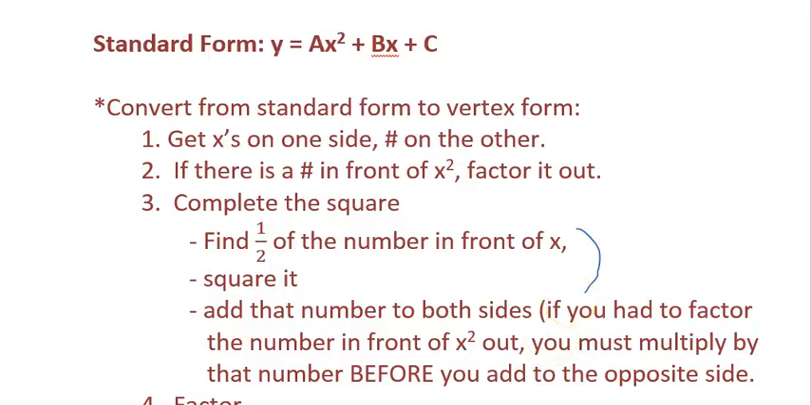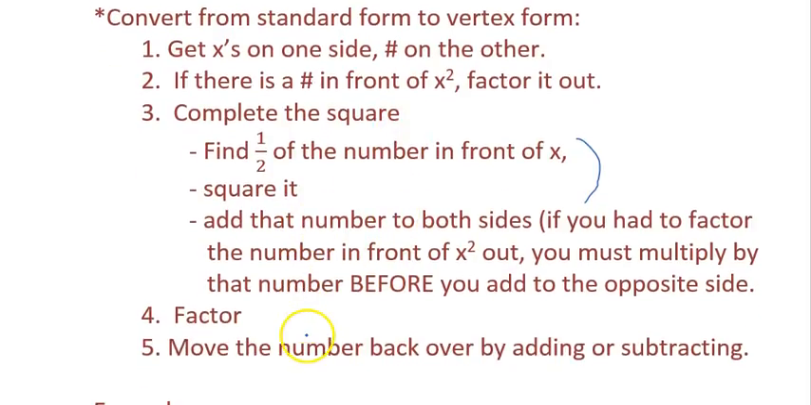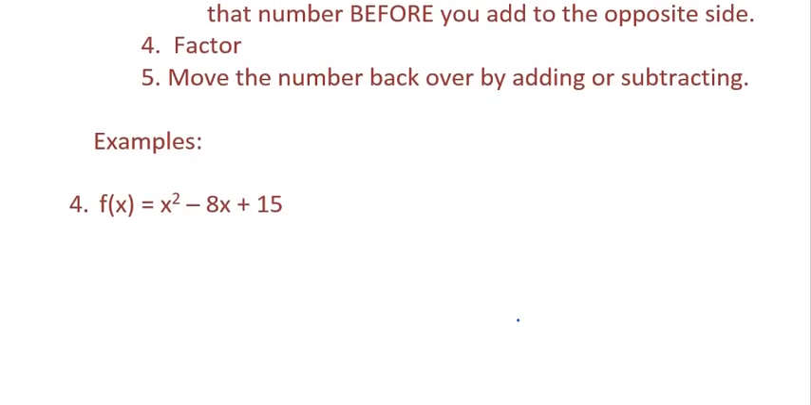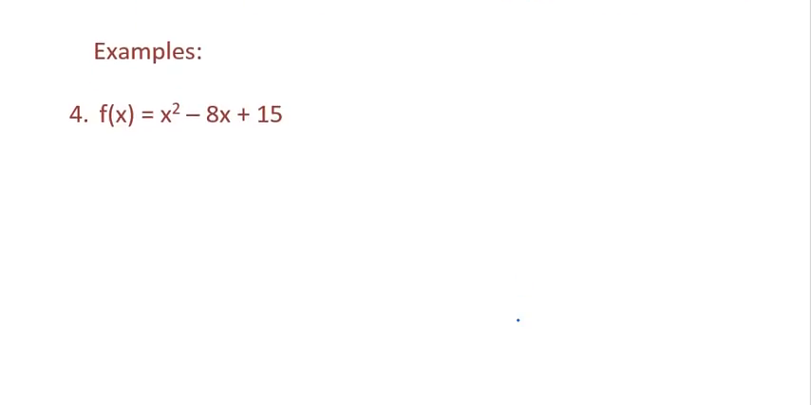I just wanted to have all of these steps written down so that you can remember and refer back to it when you're working your homework problems out. Your next step is factor, and it's always going to factor really easily, and I'll show you that. And then we'll move that plain number back over by adding or subtracting, and it should be in vertex form at that point. So again, those steps are really for you to look back and refer to later. So once we get into these examples, you'll understand what we're saying.